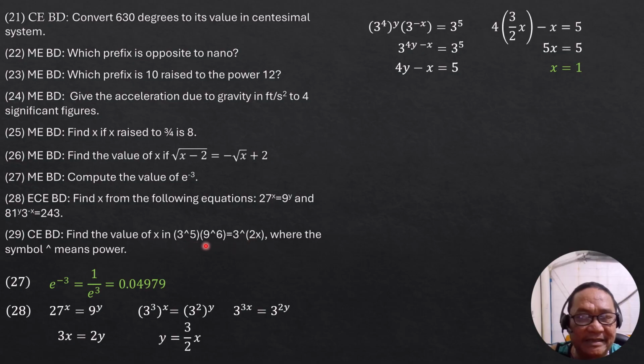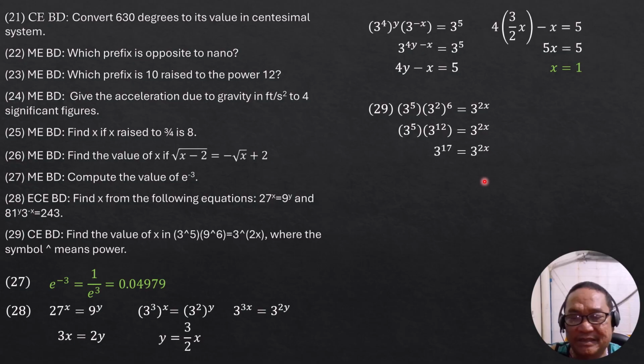9 and 3, so the base is 3. We replace 9 by 3 squared, of course. So 3 to the 5 times 3 squared, that's 9, quantity to the 6 equals 3 to the 2x. So this is 3 to the 5 times 3 to the 12 equals 3 to the 2x. 3 to the 5 times 3 to the 12 is 3 to the 17 equals 3 to the 2x. So 3 to the 17 equals 3 to the 2x.